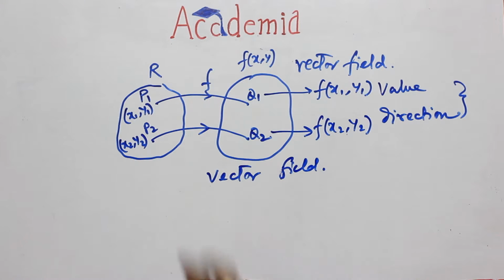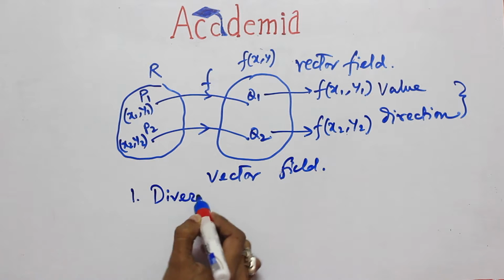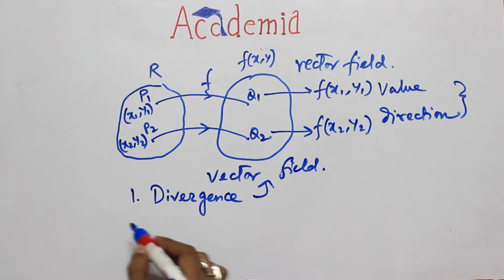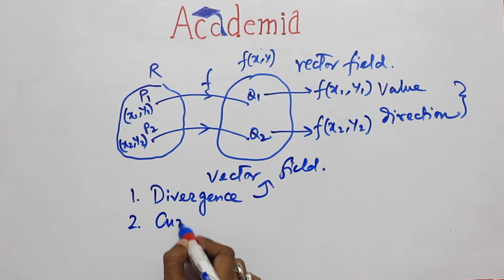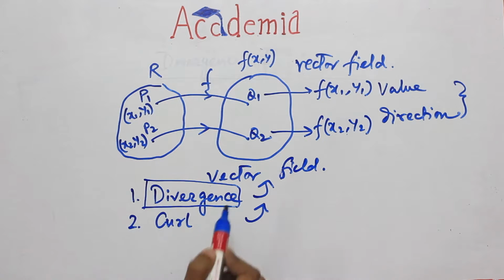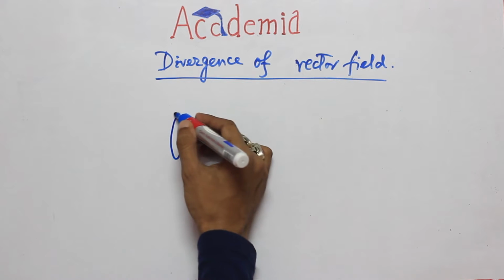We use two different measures to find the rate of change of vector field. One is divergence of vector field, another is curl of vector field. Today we shall study divergence of vector field. Before starting this, we need to know what necessitated the concepts of this divergence or curl. Actually, they were invented to study fluid dynamics.